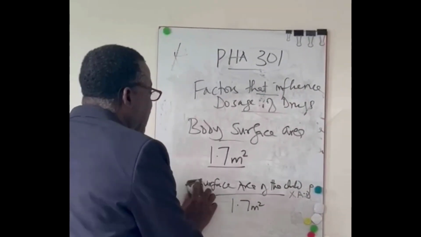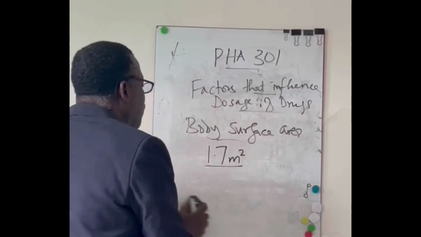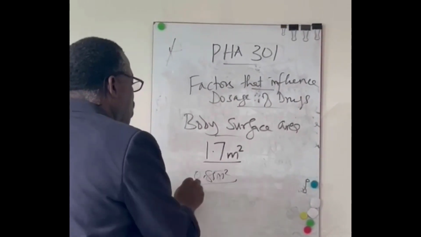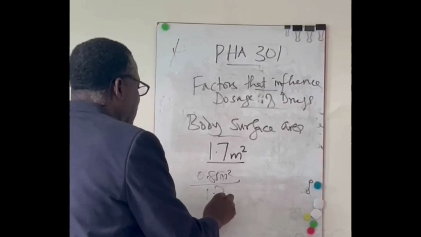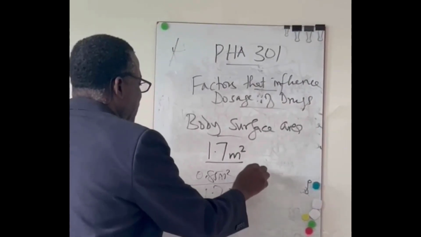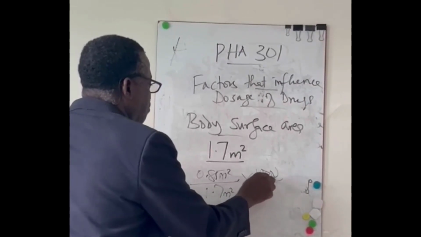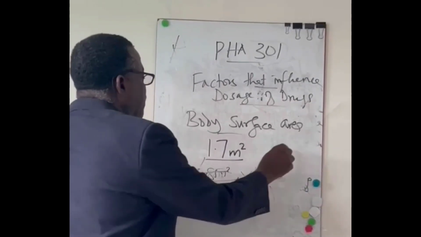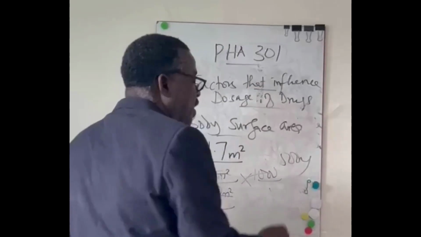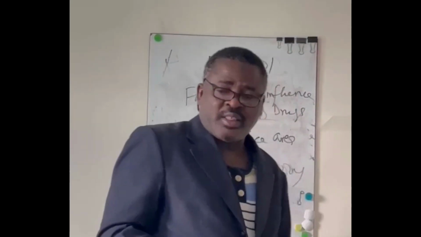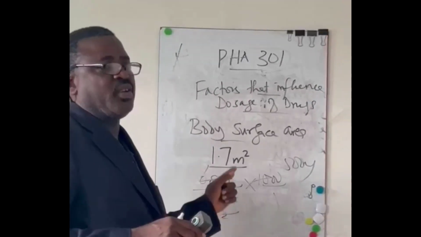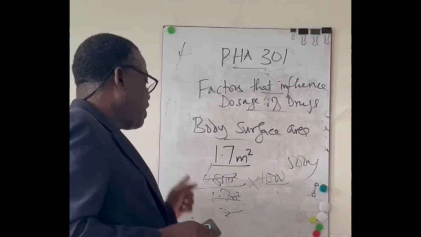So if the child now has an area of 0.85 meters square, all over the adult's 1.7 meters square, multiplied by 1000 milligrams of paracetamol. So here 1, here 2. So it means it is 500 milligrams. You can see that calculation is important now. This is how you calculate what the patient takes.